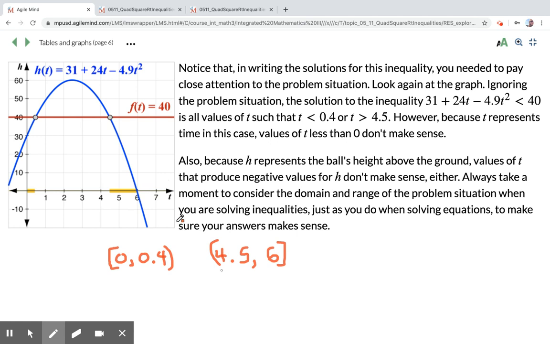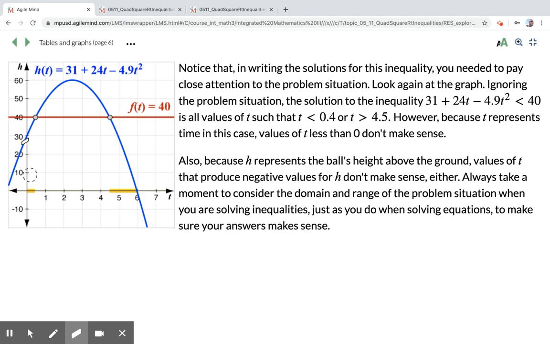So guys, you got to keep in mind the problem situation. You always should be keeping in mind the problem situation when you do these problems. You did great work. This was super good. But remember, time is not going to be negative. My height is not going to be negative. So that might change your intervals just a little bit, okay? Make sure you're paying attention to the question and you answer it in a way that makes sense.